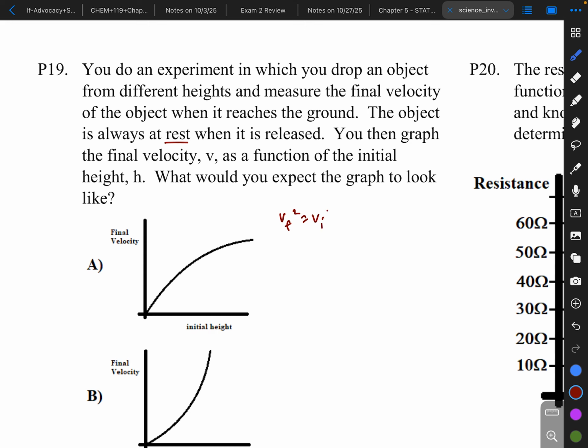Final velocity squared equals initial velocity squared plus 2 times the acceleration times displacement. As we're dropping the object at rest, there is no initial velocity, so we can rewrite it like this. And acceleration is solely due to the gravity that Earth is exerting on it.